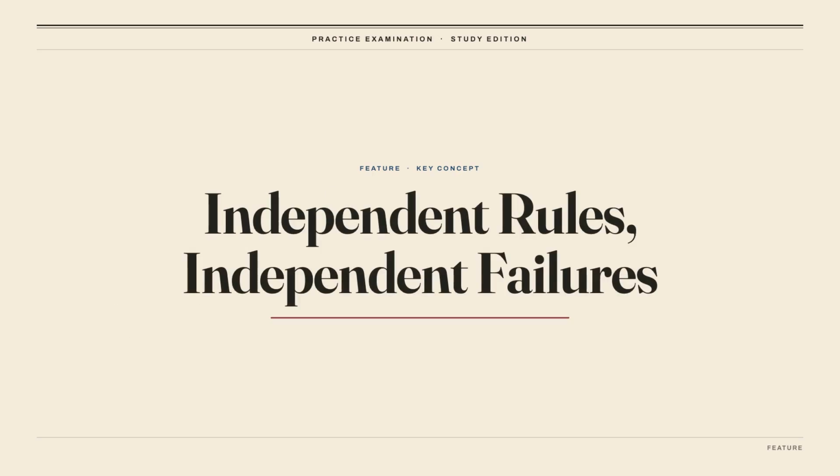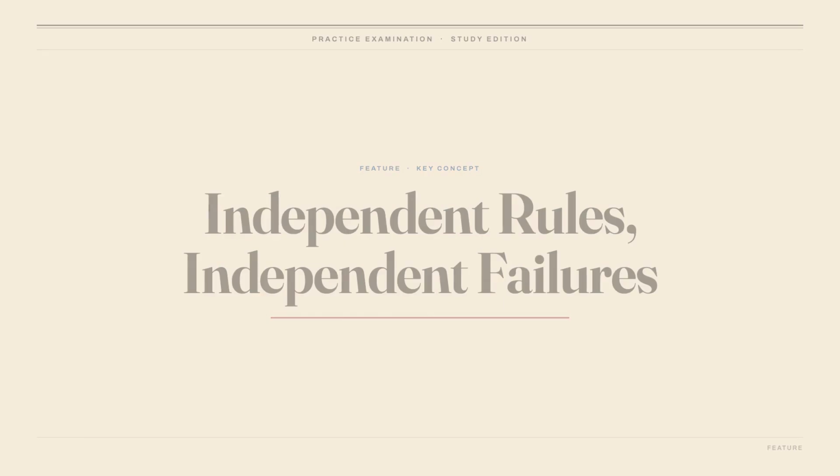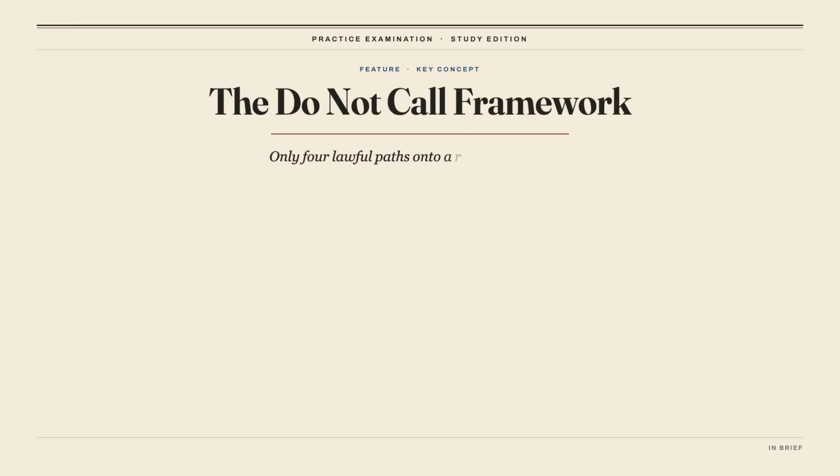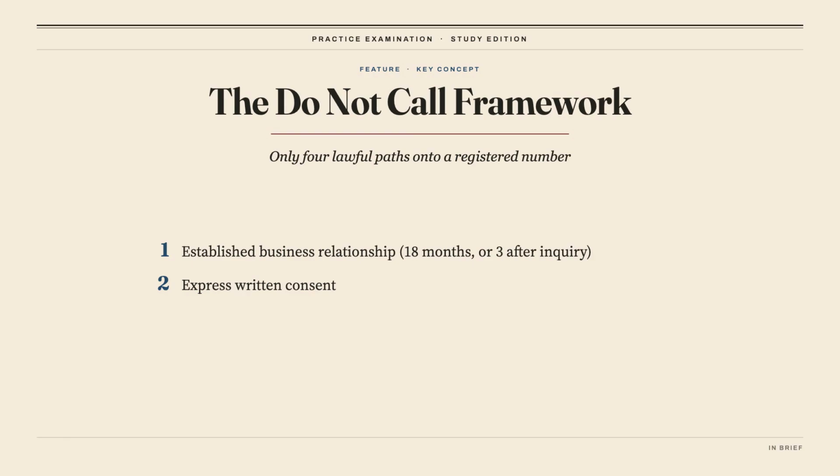A salesperson identifies herself, calls at reasonable hours, and stays polite. Yet she's still breaking federal telemarketing law. That's because each rule she followed answers a completely different question than the one she violated. The National Registry restricts solicitation calls to residences, and the exceptions are narrow. An established business relationship, written consent, a genuine personal relationship, or a call that isn't a solicitation at all, these are the only lawful paths onto a registered number, and real estate gets no special exemption.